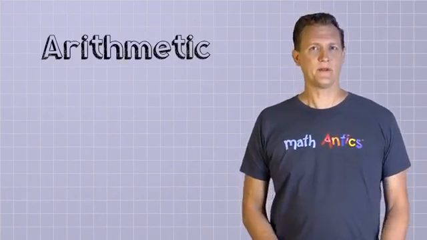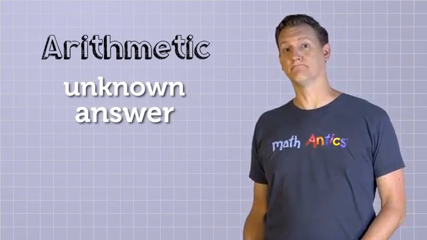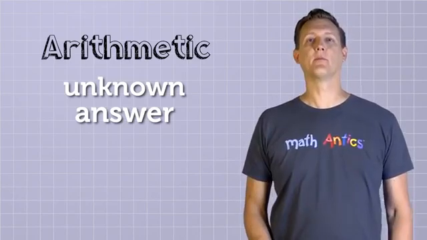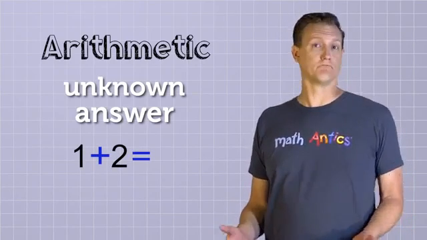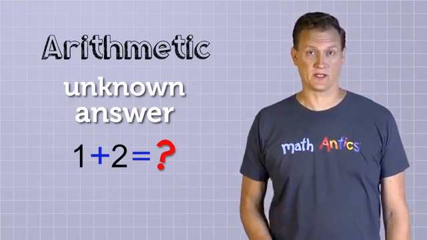When you were learning arithmetic, the only thing that was ever unknown was the answer to the problem. For example, you might have the problem 1 plus 2 equals what? The answer isn't known until you go ahead and do the arithmetic.